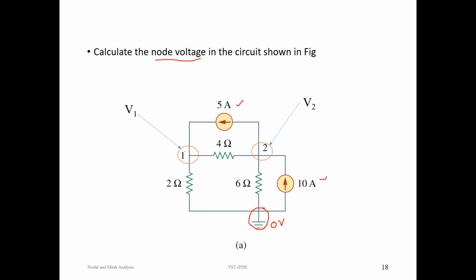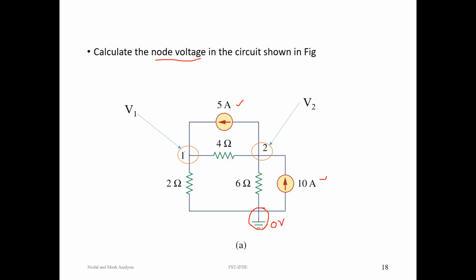The third step is we need to apply KCL at node 1 and node 2 so that we can get two equations. Solving these two equations, we can determine V1 and V2. Once we know V1 and V2, we can find the current through 2 ohms, 4 ohms, and 6 ohms. Also, we can find the voltage across the 2 ohm resistor, the 6 ohm resistor, and the 4 ohm resistor.